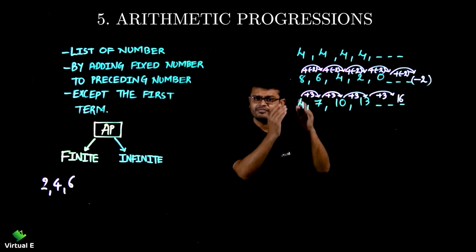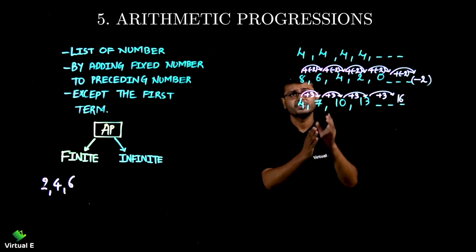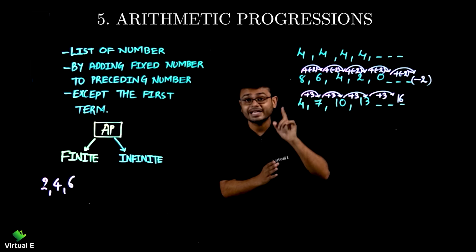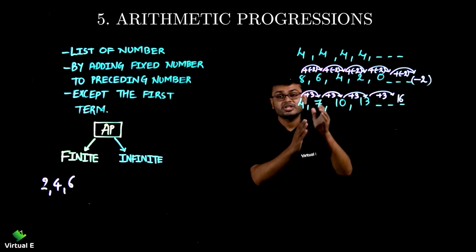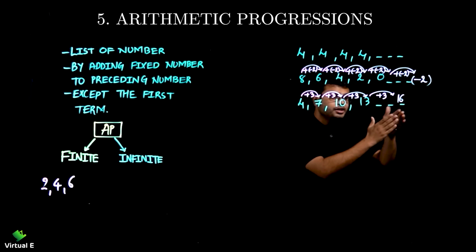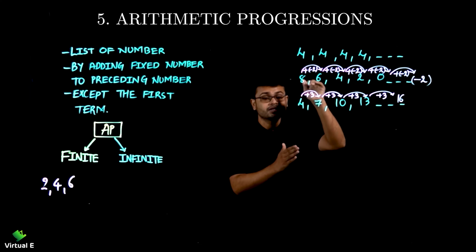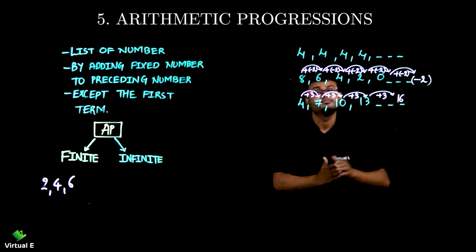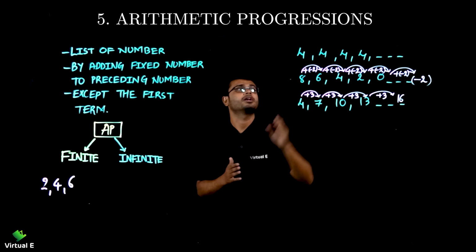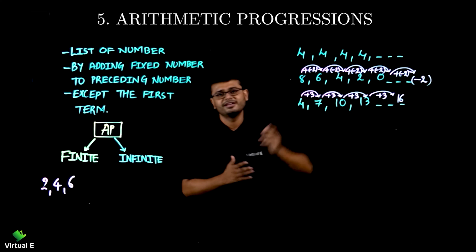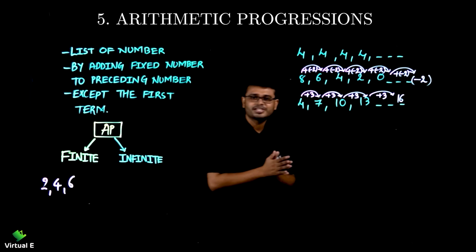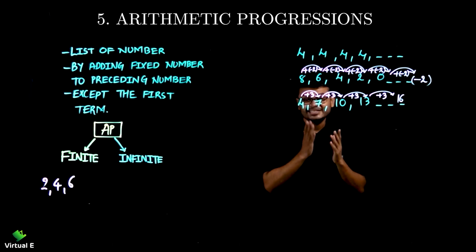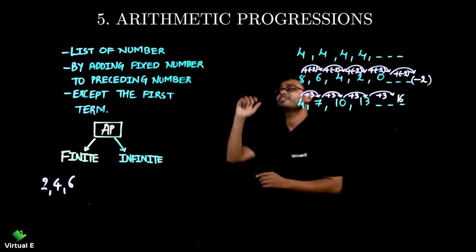Remember, the definition is the same for both of them. Apply it. Don't get confused by the negative numbers. We are adding a fixed number, which is 3 over here, to get the new term. We are adding minus 2 over here to get the new term. Now, what about the first one? 4, 4, 4, 4, 4, 4. So, no negative, no positive. Is it an AP? Is it even following this definition?